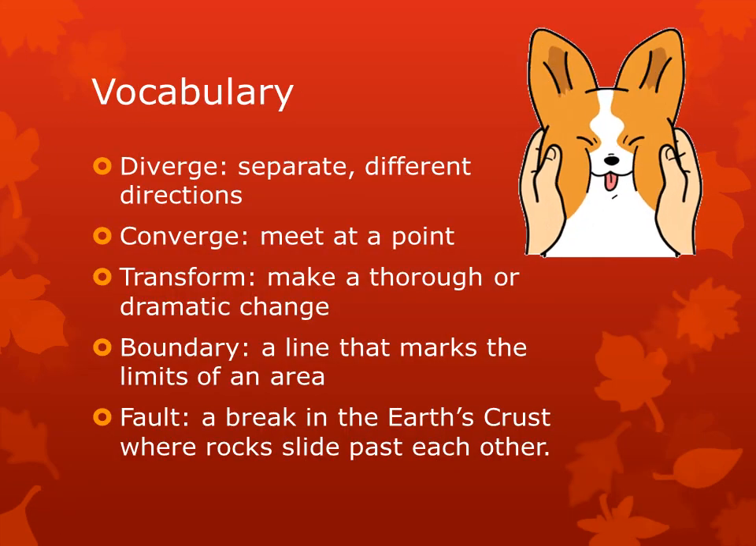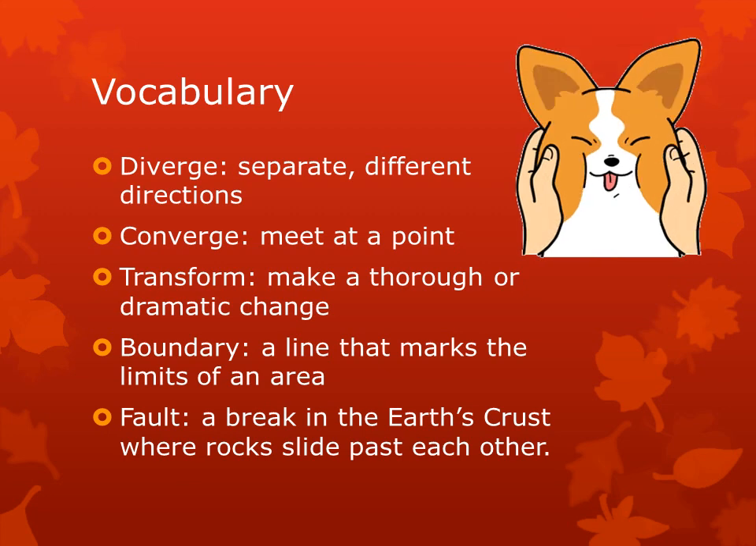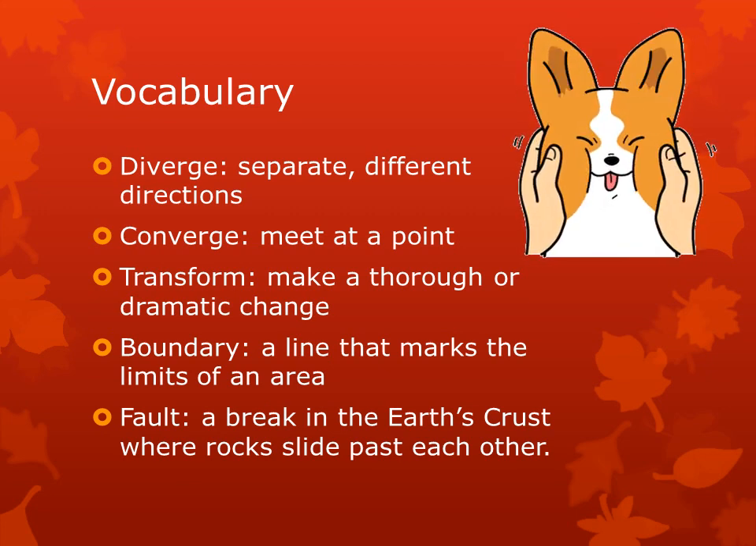Here we've got our vocabulary. Okay, the first one is diverge. This is to separate or go in different directions. Next is converge, which is to meet at a point. Also, they come together and meet at a point.